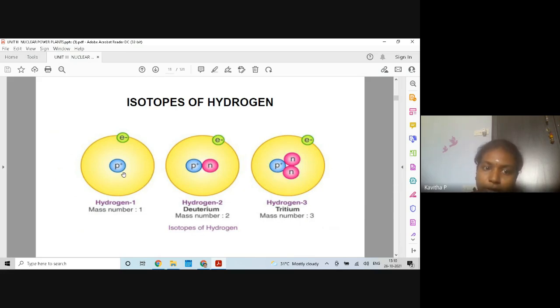So in 1H1, the initial number 1 represents the number of protons. And H denotes the chemical symbol for hydrogen. And the next number represents the mass number. There are no neutrons over here in 1H1. And in 1H2 hydrogen, we have one proton and one neutron. In 1H3, we have one proton and two neutrons. So mass number is the total number of protons and neutrons available in an atom. In 1H1, the total number of protons and neutrons is 1. In 1H2, the total number of protons and neutrons is 2. And over here, the total number is equivalent to 3.